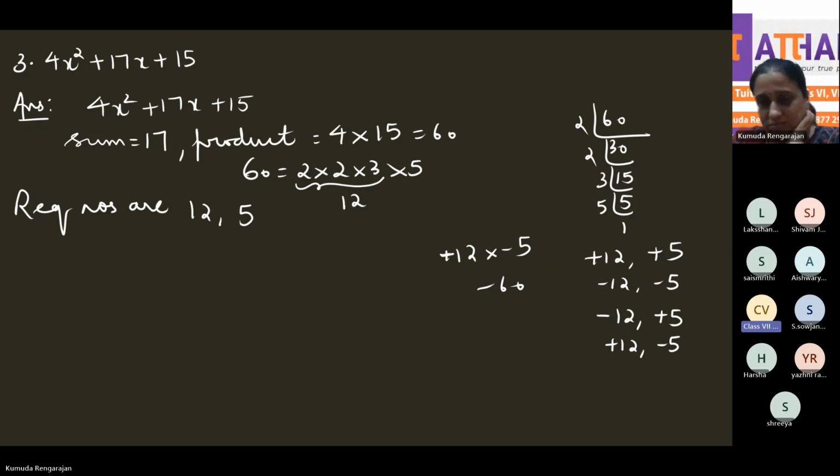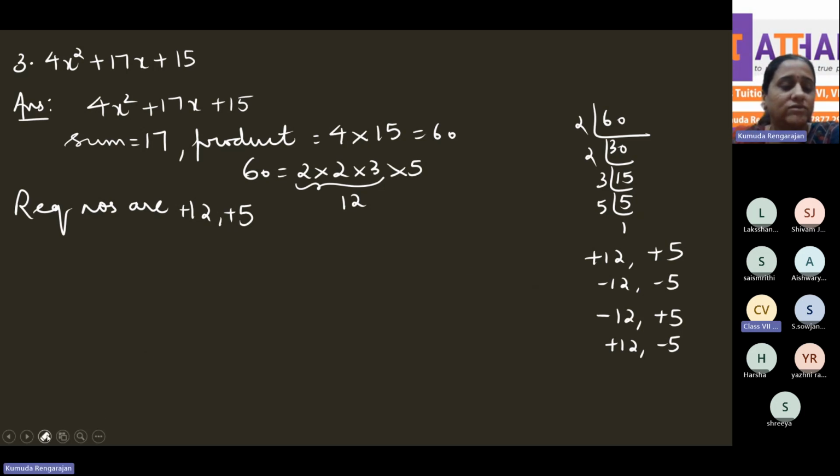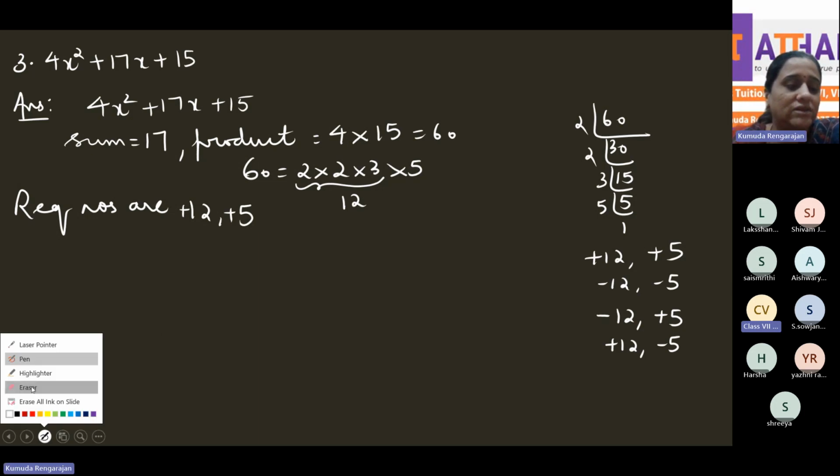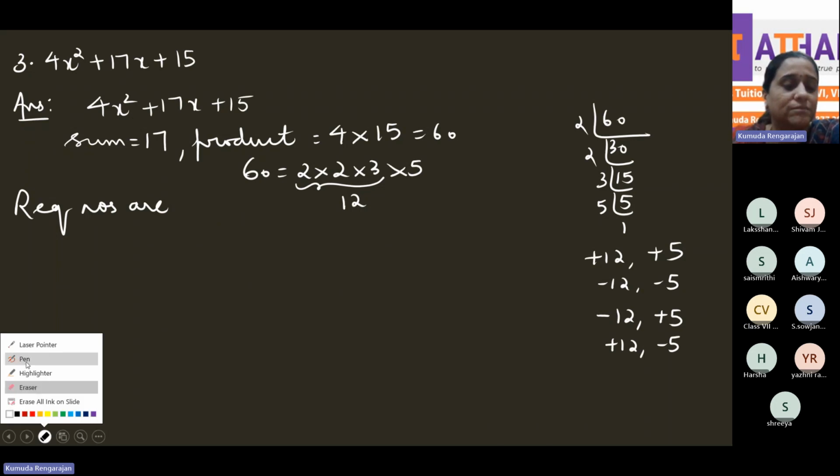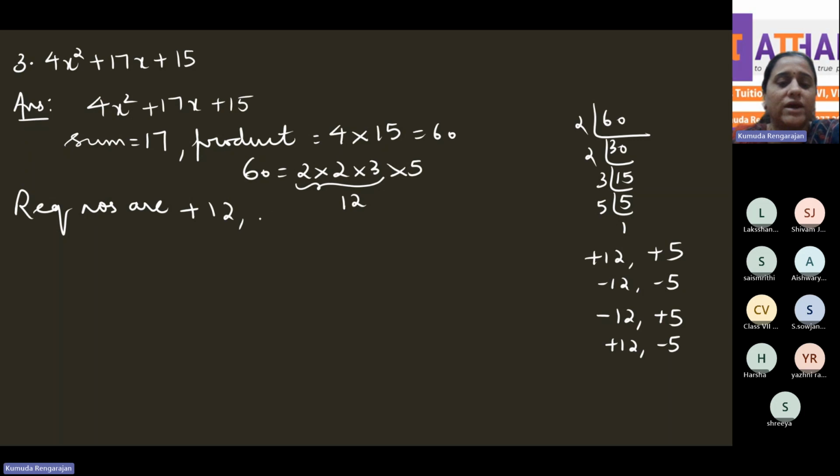Ma'am, plus 12 plus 5. Yeah, it's plus 12 and plus 5. Yes, ma'am. Because plus 12 plus 5 is plus 17. And when you multiply, you will get plus 60. Plus 12 and plus 5. On multiplying, you get plus 60, and on adding, you'll get plus 17.